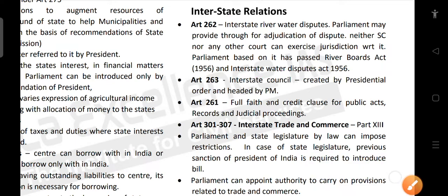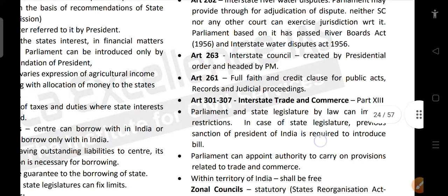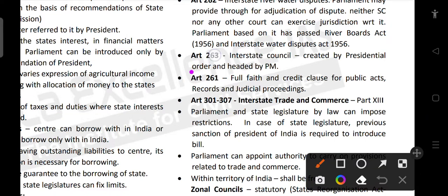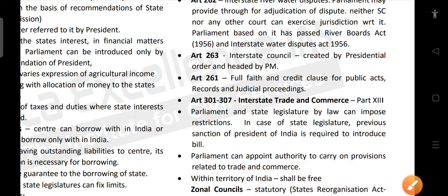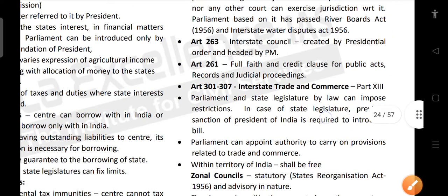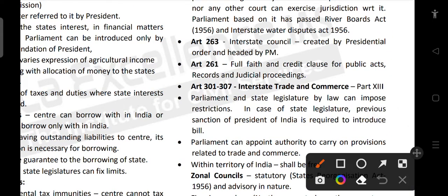So Article 262 deals with interstate river water disputes, and Parliament will constitute the adjudicating authority. Now Article 263 is related to the Interstate Council. It is created by Presidential Order and headed by the PM. Now Article 261: full faith and credit clause for public acts, records and judicial proceedings. We already saw about this particular clause, right?